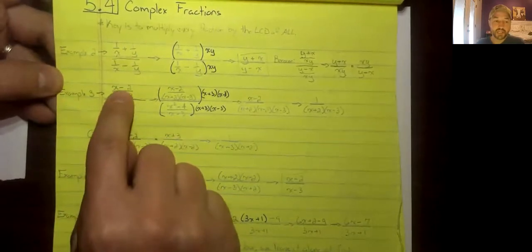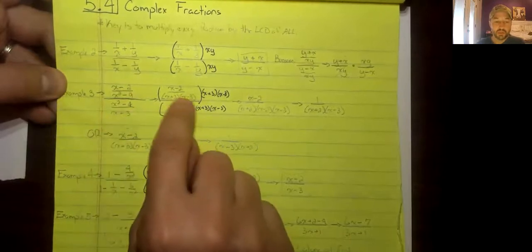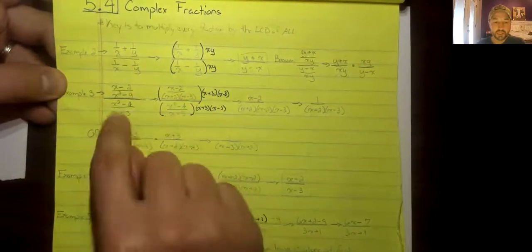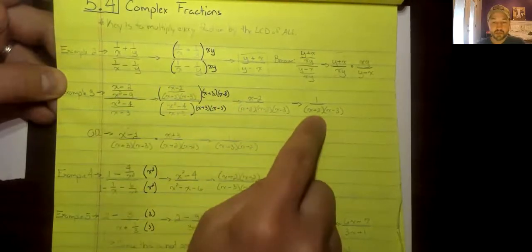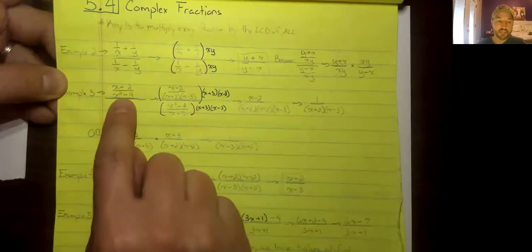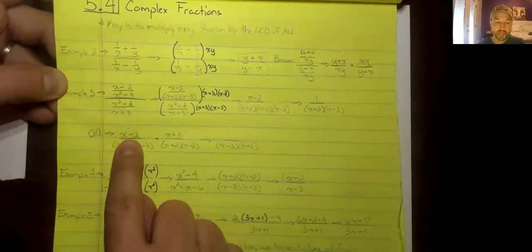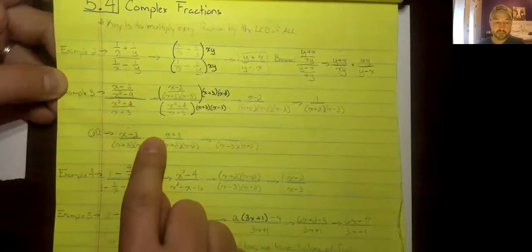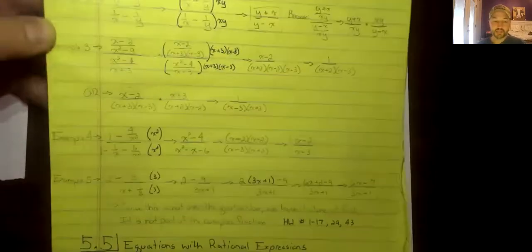Example 3 shows a case of if there's only one fraction on the top and one fraction on the bottom, then what you could do is this way, LCD of both of them. There's only two, but LCD of both of them and get your answer. Or in a case like this, you have one fraction divided by one fraction. So you can always do the numerator times the denominator's reciprocal. Okay, and I'll do one of those as an example.